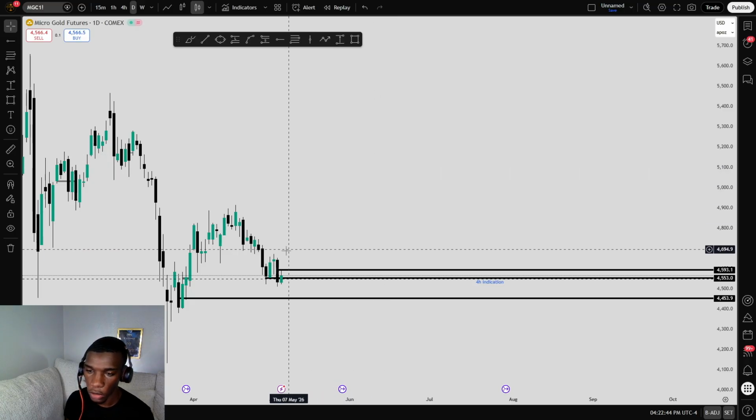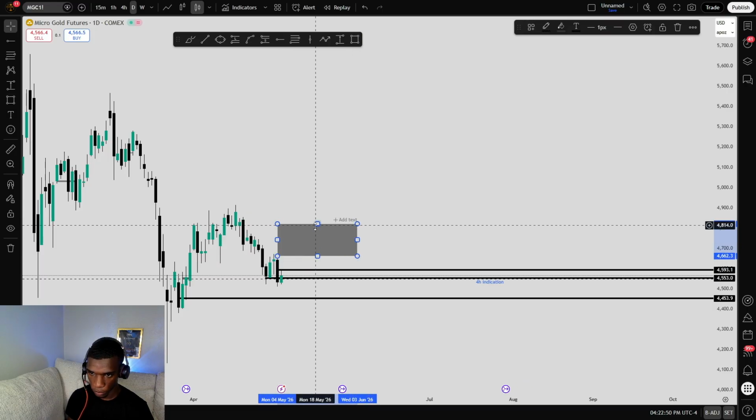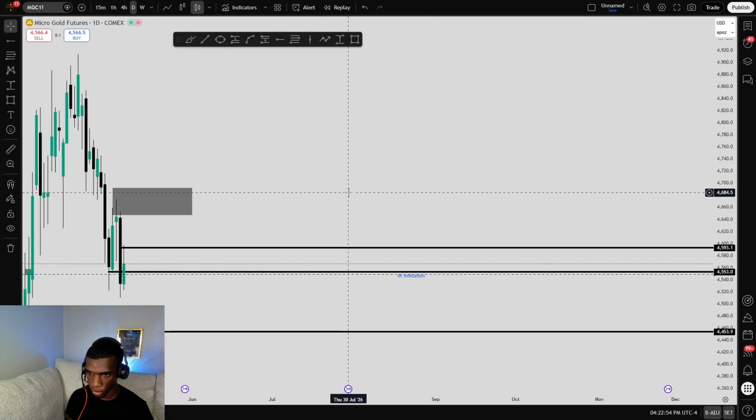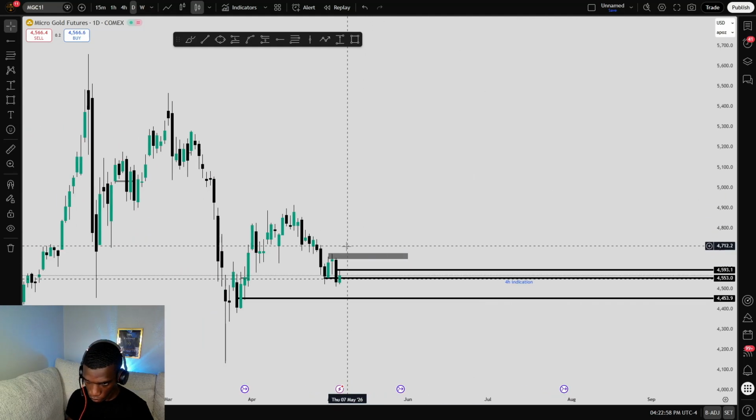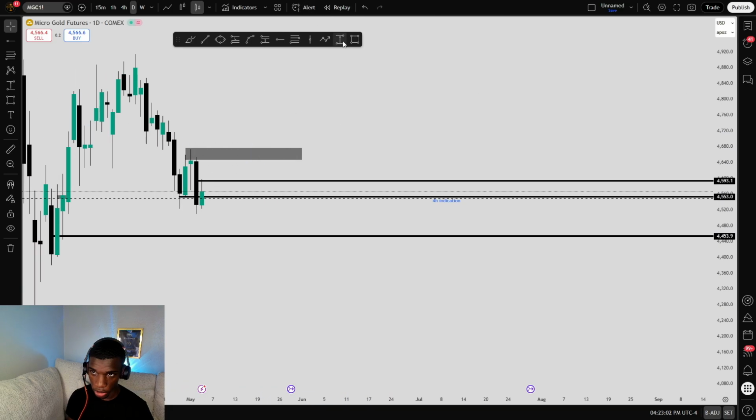So on gold, I'm seeing a lower high here. I'm seeing a lower high right here. Let's just zoom this up. Lower high on the daily, and then price actually broke this low here. So from this green candle here, price broke this low, creating a lower low, right? So price has a lower high and a lower low.